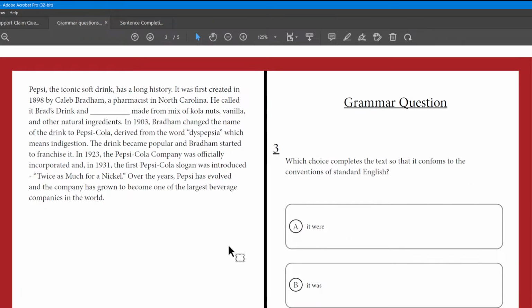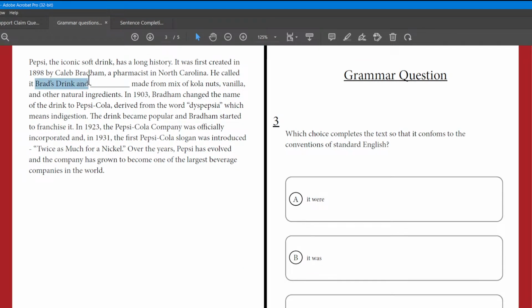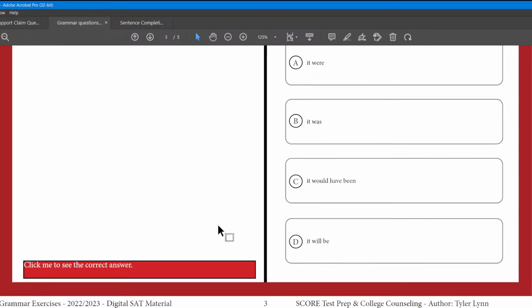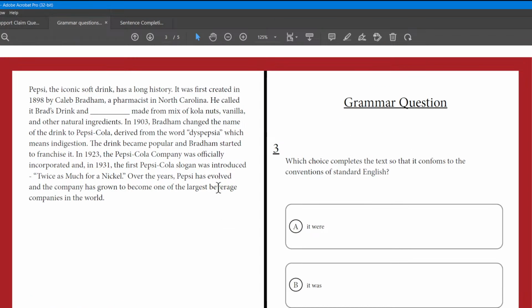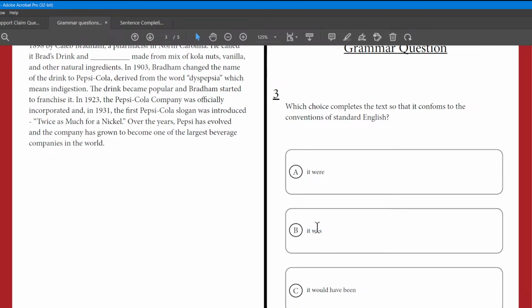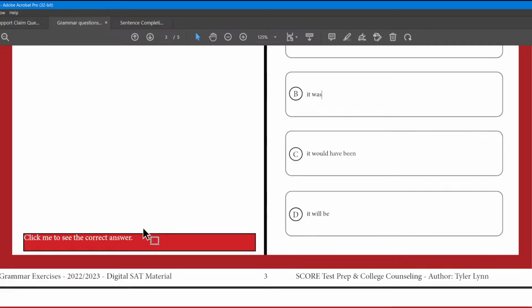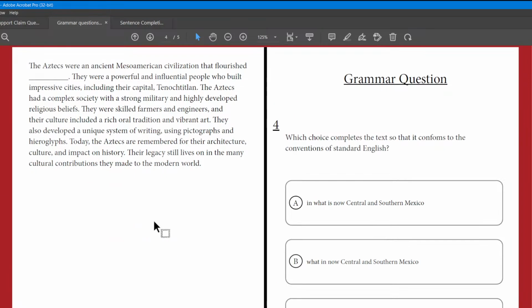All right, lovely. Y'all are saying B for this one. Let's check it out. All right. He called it Brad's drink. And you're saying it was made. All right. That seems right to me. We're talking about the past tense, right? He called. So I would use the same thing, past tense. And since it's an it, this is not correct, but B is correct. Easy peasy, lemon squeezy. Let's go.